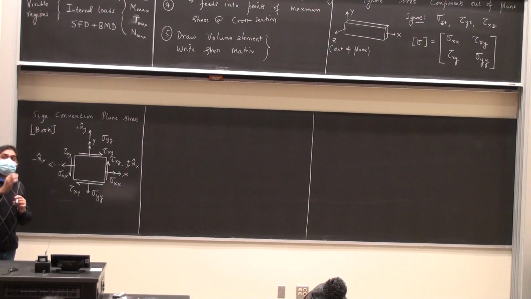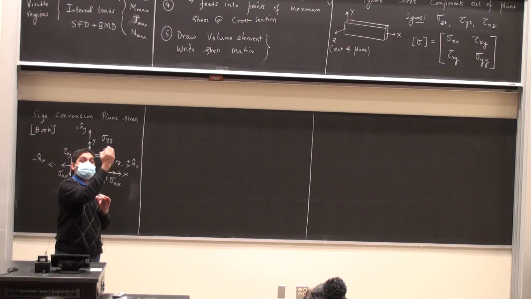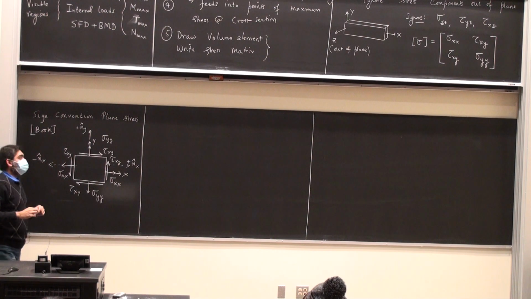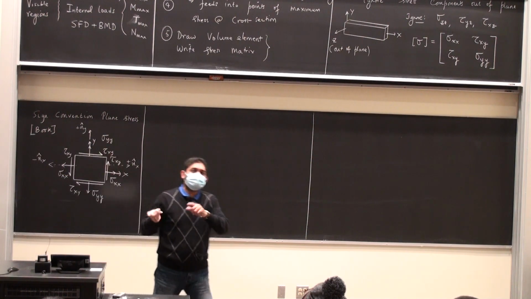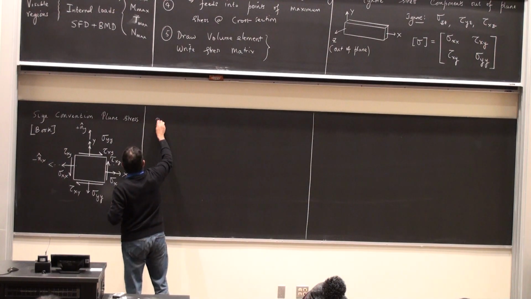And that is why when we wrote out the stress matrix, I did not put a sign for tau xy, but I said it's either pointing up or pointing down. And that is the thing that you need to keep in mind. Okay? Alright, so this is the plane stress condition. I want to briefly talk about plane strain and then go back to our lecture. Okay? So plane strain.